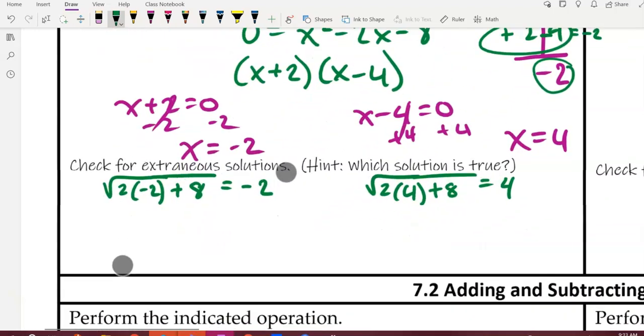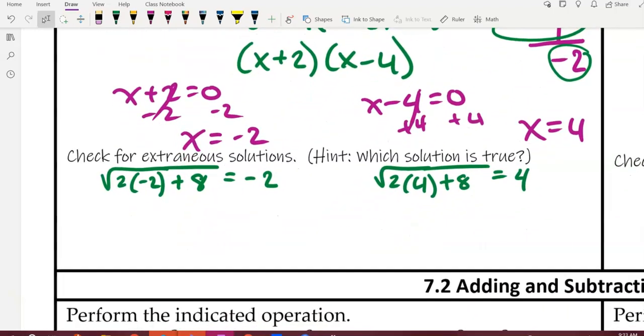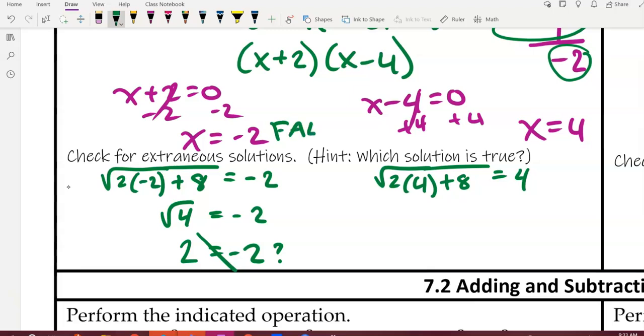All right, checking our answers now. We have -2 times 2, which is -4. -4 plus 8 is 4. So we have the square root of 4 equals -2. Square root of 4 is 2. Does 2 equal -2? No, this is our false solution.